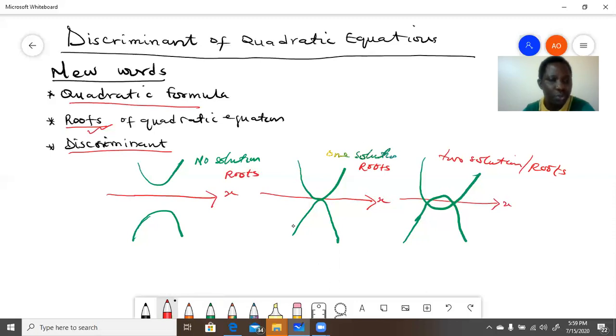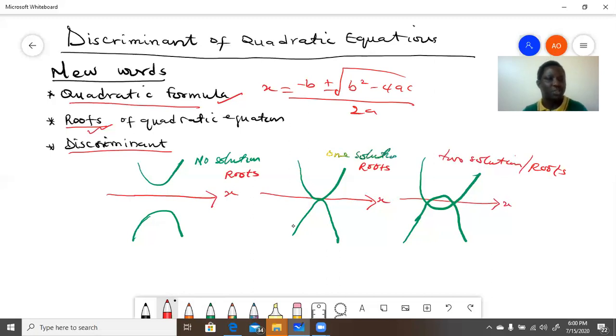So when we say roots, it means the solution that you have when you draw the graph of a quadratic function or when you solve a quadratic equation using the quadratic formula that we talked about here. Don't forget the quadratic formula is minus b plus or minus the square root of b squared minus 4ac, all divided by 2a. I hope that is clear. So these are the first two new words that we come across.